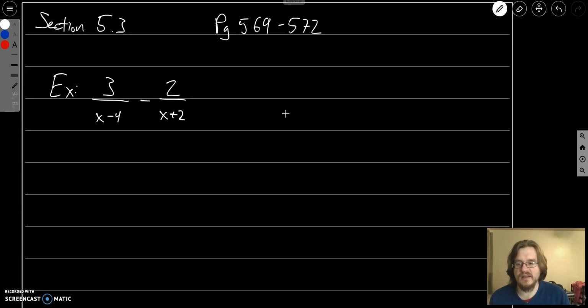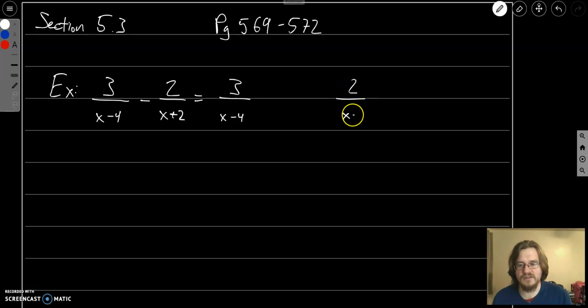3 divided by x minus 4 minus 2 over x plus 2. So the first thing that we'll notice is that the two denominators are not the same. In order to add or subtract fractions, we need the denominators to be the same. So the easiest way to do this will be to do the following.